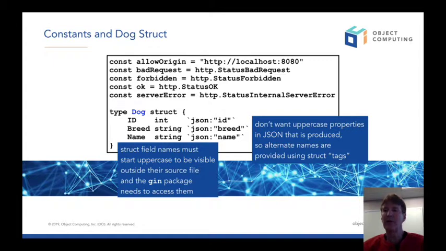We will also need to create JSON representations of dog objects. It is typical for JSON properties to have names that begin with a lowercase letter. The strings and backticks that follow each struct field are called struct tags. They provide details to functions that act on the struct. In this case, they provide alternative names that can be used when these objects are converted to JSON.